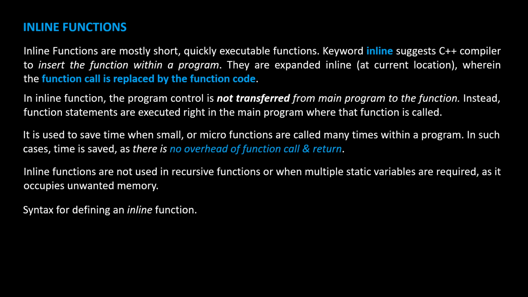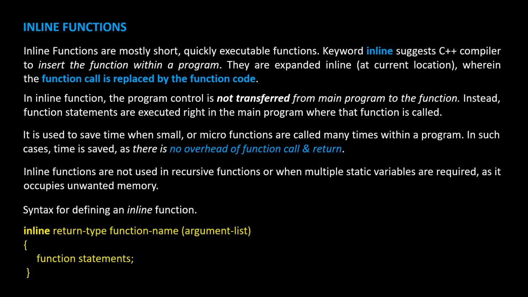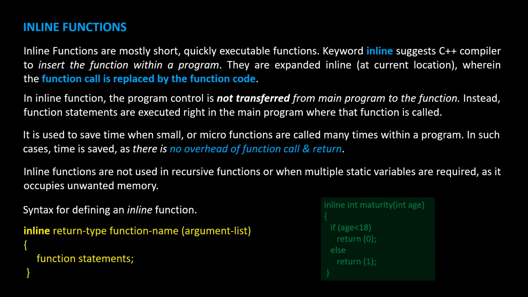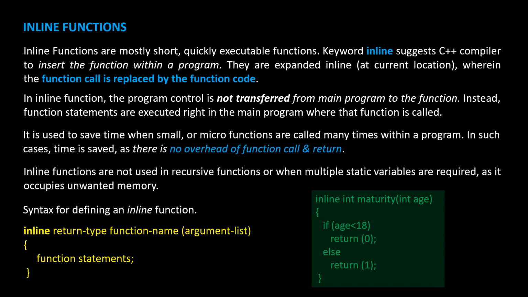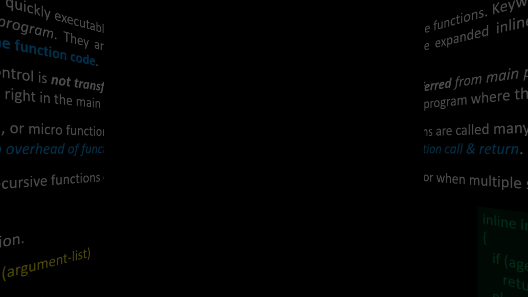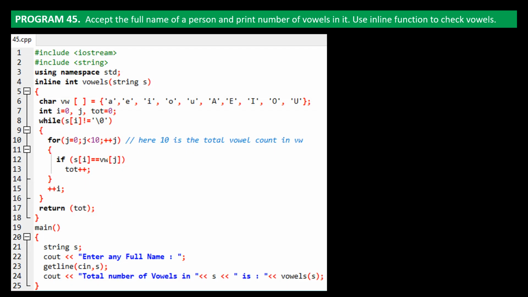This is the syntax for defining an inline function. And here is an example of the inline function, where incoming parameter age is checked if it's less than 18 or not. Let's try it in a program. So here we have program 45. Accept the full name of a person, and print the number of vowels in it. Use inline function to check the vowels. This is the program code for you.